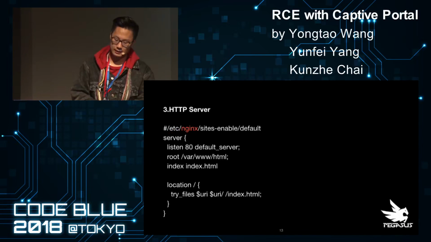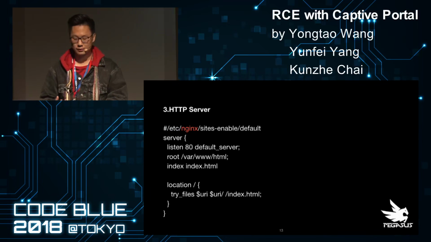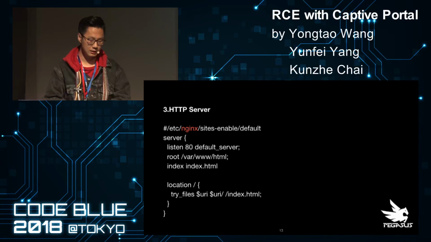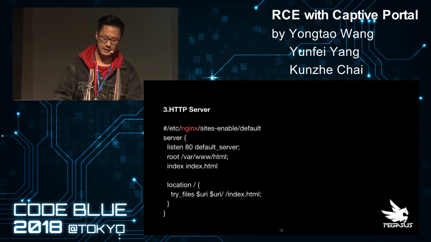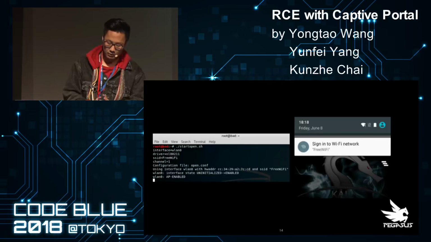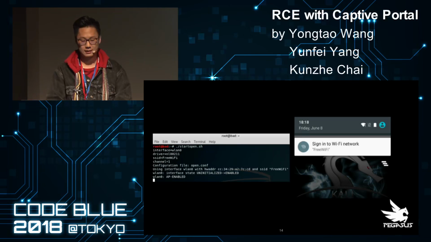The last thing is setting up our HTTP server. You can use Nginx, Apache, or others to do this. We can freely design the website. When everything is done, we can run this Wi-Fi with the captive portal. Yes, we can use our device to test.